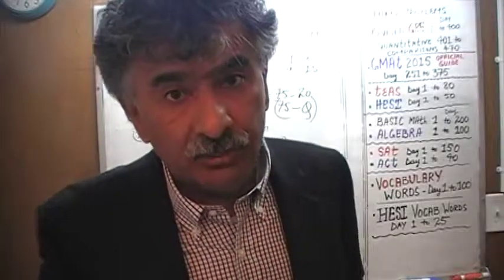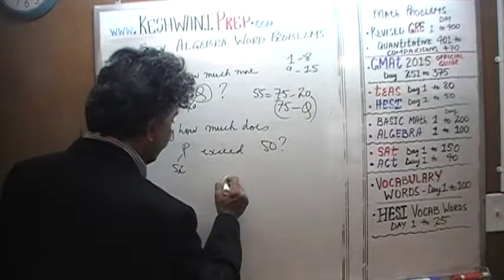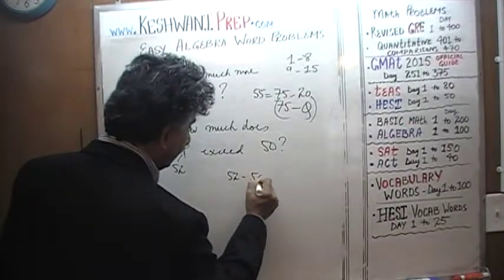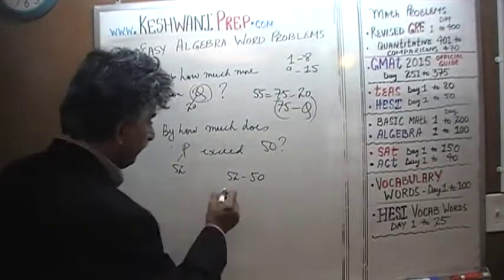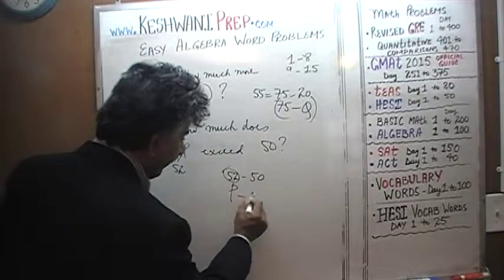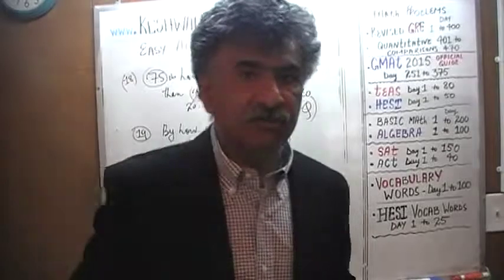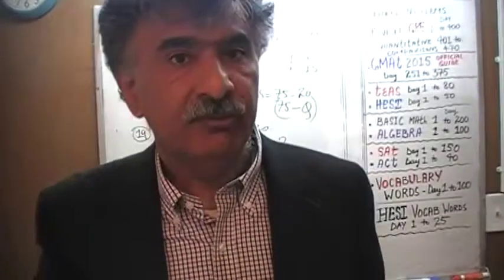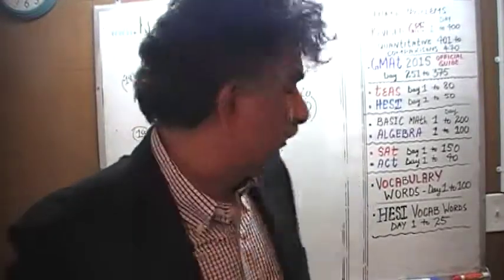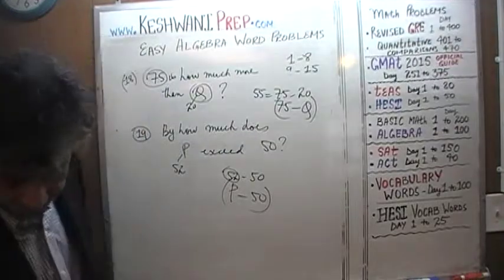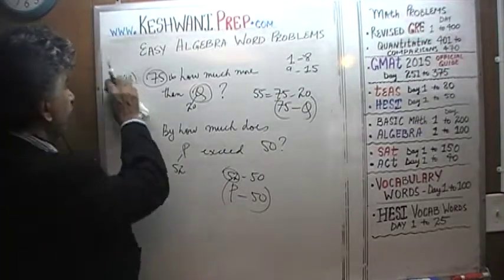Well, how did you get that? The answer, of course, is 2: 52 minus 50. Well, 52 is your P right there. So the answer to this problem is P minus 50. By how much does P exceed 50? P exceeds 50 by P minus 50. Let's do the next one. Number 20.